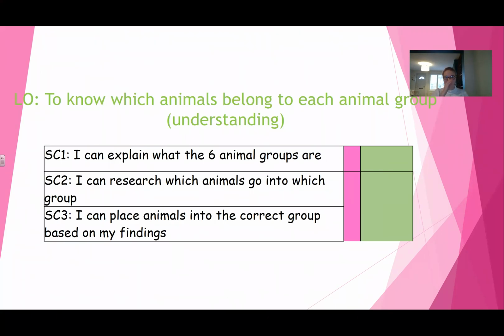Right, so today we're going to learn to know which animals belong to which animal group. So we're in our understanding stage of our know part of our learning. We need to be able to explain what the 6 animal groups are, so we need to still be able to remember that. We need to be able to research which animals go into which group. And then when we've done our research, we need to be able to place the animals into the correct group based on what we have found out.